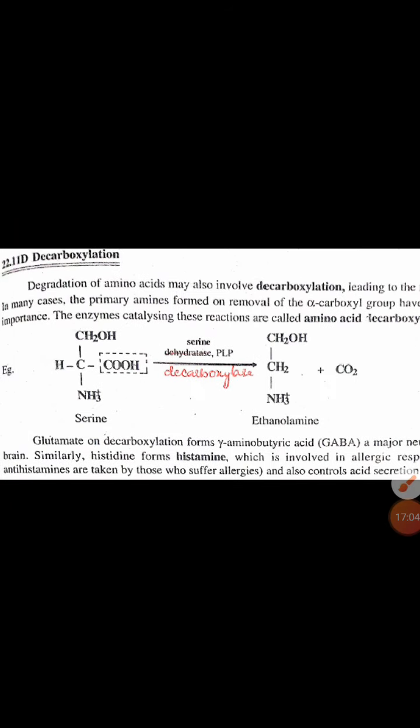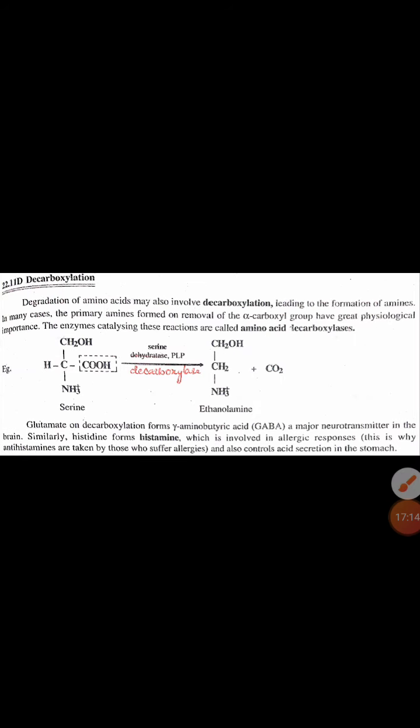So if they ask you decarboxylation of amino acids, you can take serine as an example and attack the carbon COOH group. If they ask you deamination, you take serine only as an example, but you attack the amino group. So if they ask you decarboxylation, they have asked in two different ways. They have asked, instead of serine decarboxylase, explain with respect to the role of glutamate decarboxylase.